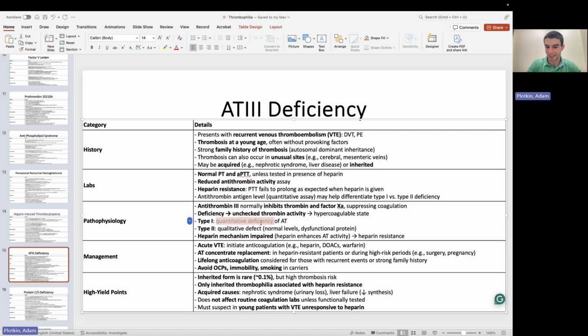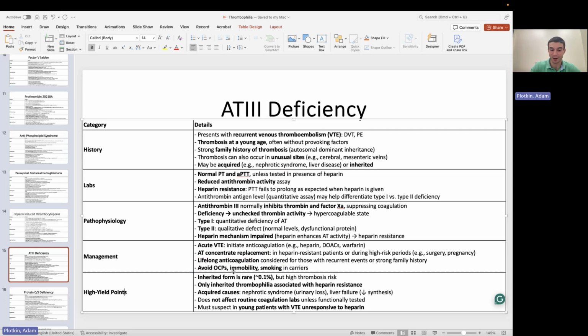Type 1 is a quantitative deficiency. Type 2 is a qualitative deficiency. The heparin mechanism becomes impaired, like I said before, so we get heparin resistance. Management, obviously, is going to be the same as whatever I've talked about before. So we initiate anticoagulation. We can give antithrombin concentrate, right, if they're missing it. We can do lifelong anticoagulation and then avoid risk factors.